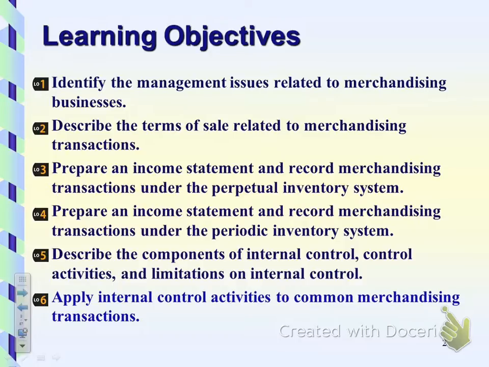We're going to talk about preparing an income statement and recording merchandise inventory and cost of goods sold under both what we call a perpetual inventory system and a periodic inventory system. And we're going to describe the internal control components for a merchandising operation and some of the limitations of those internal controls.